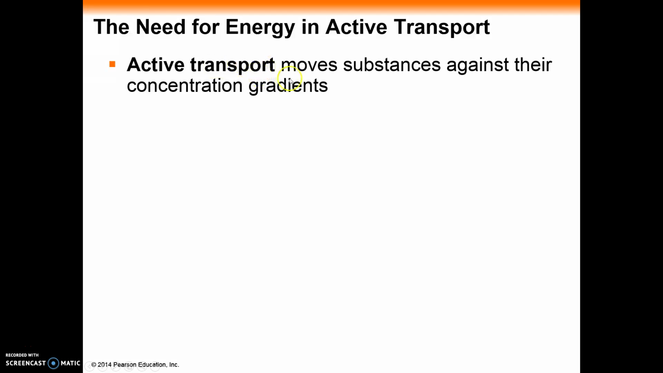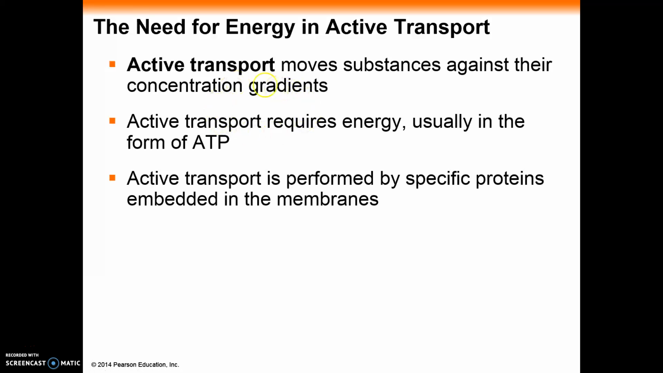So we're moving things against their concentration gradient, and typically this requires some input of energy. Oftentimes it is in the form of ATP. So we hydrolyze ATP, pop off one of those phosphates, and use that energy to drive another process. This active transport is performed by specific proteins. There are specific proteins that transport a specific item with a specific mechanism.